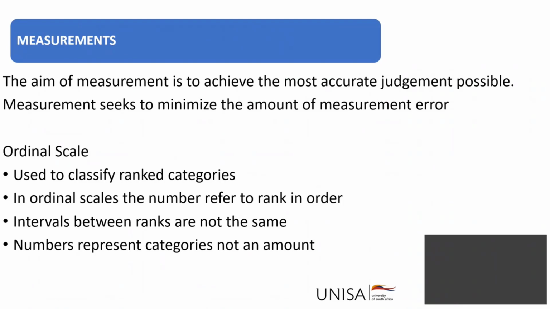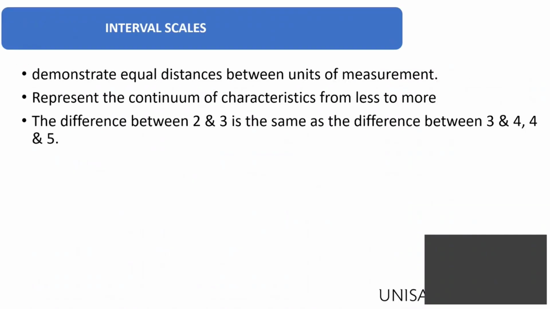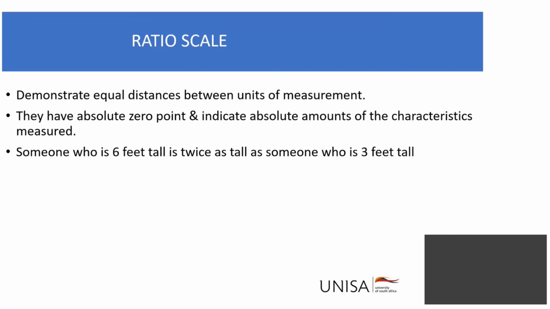The intervals between ranks are not the same. There are intervals that you put between ranks which are not necessarily the same. So the numbers represent categories, not an amount. Whilst on the other hand, interval scales demonstrate equal distances between units of measurement. This one represents the continuum of characteristics from less to more. For example, the difference between 2 and 3 is the same as the difference between 3 and 4, or 4 and 5. So there, the distances are equal between the units of measurement.